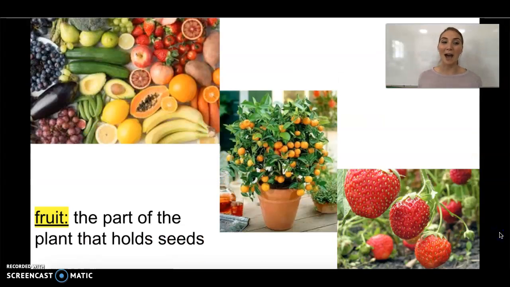Some plants also have fruit. The fruit are the part of the plant that holds the seeds. Do you see the seeds in these fruits? Have you ever eaten a fruit or even a seed before? You can see that strawberries hold the seeds on the outside. Do you see all of the tiny seeds on the strawberries? The fruit holds the seeds to keep them safe.